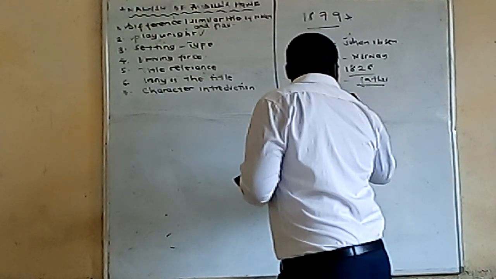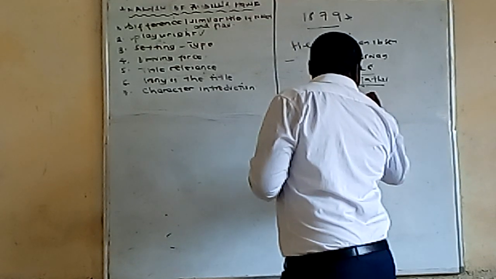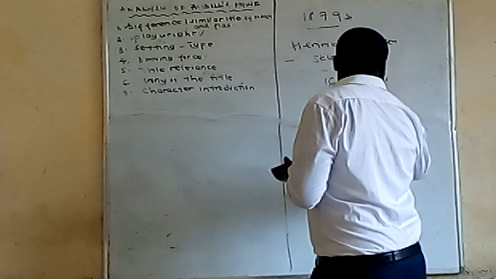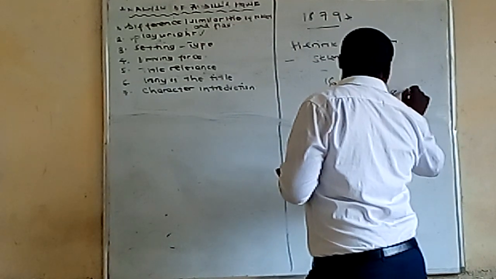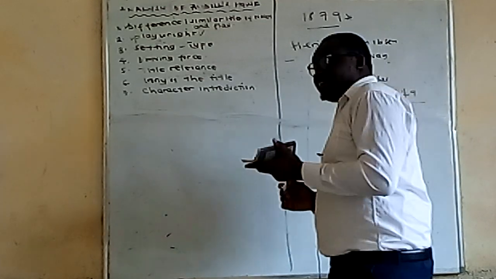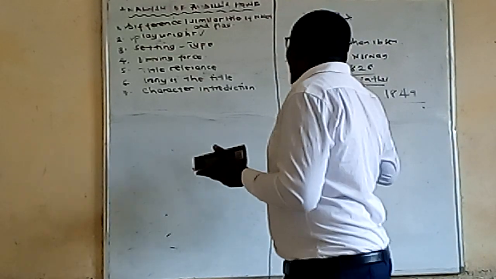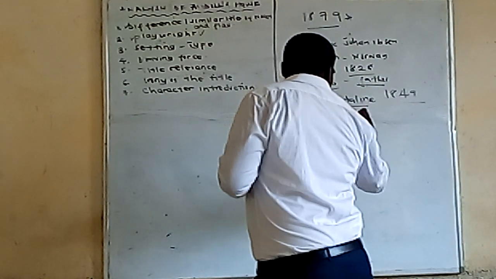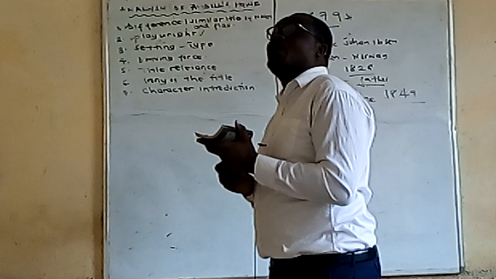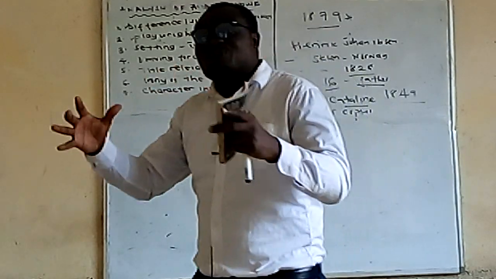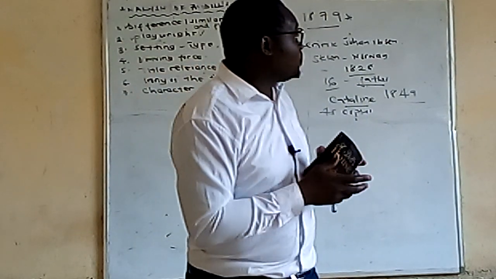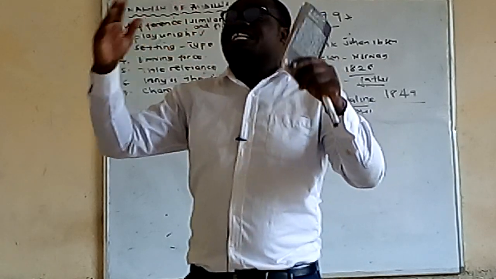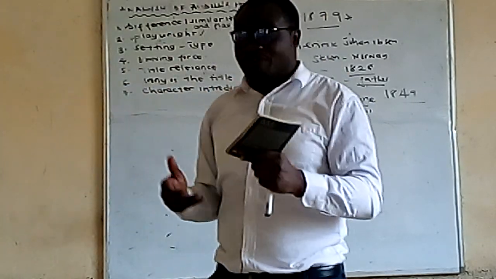In fact, the first play that he wrote was Catiline, written around 1849. That was the first play, which did not make it, because we are told it sold only around 45 copies. And when he took it to the theater, it was not accepted. But he never gave up.